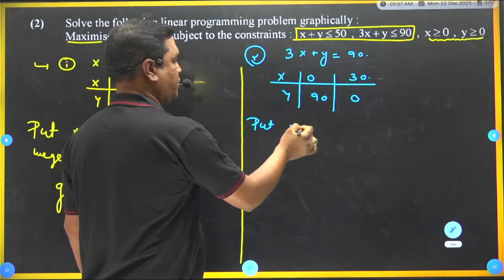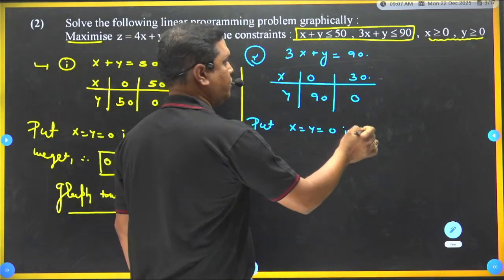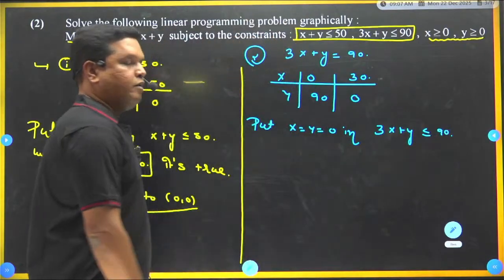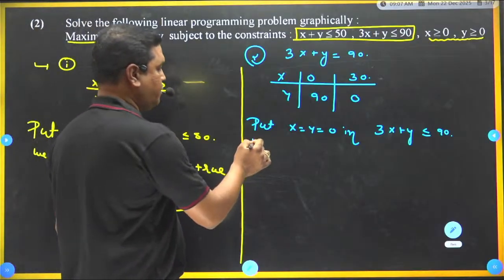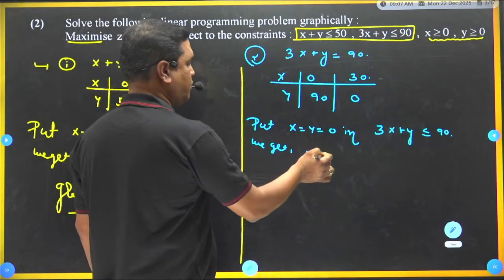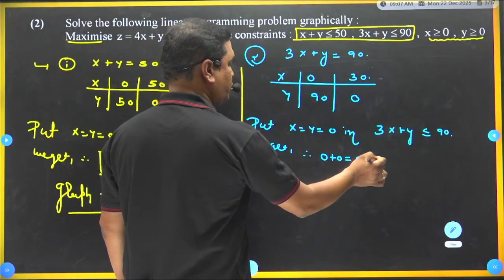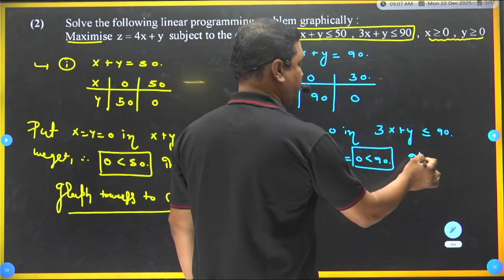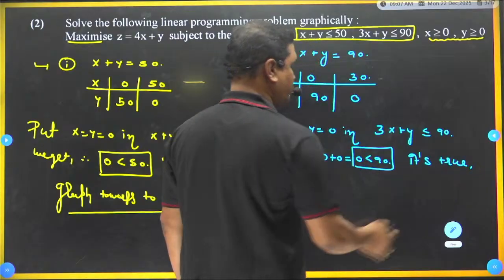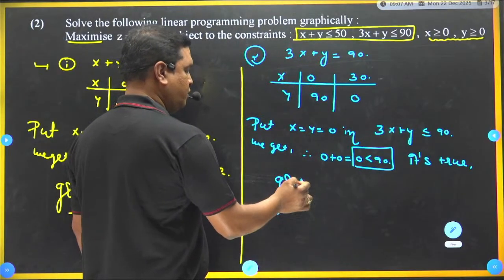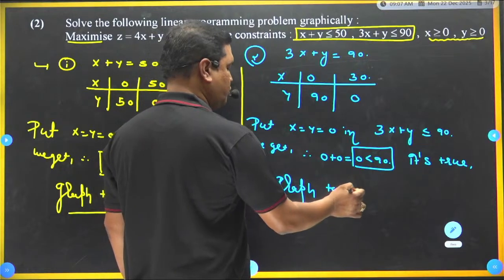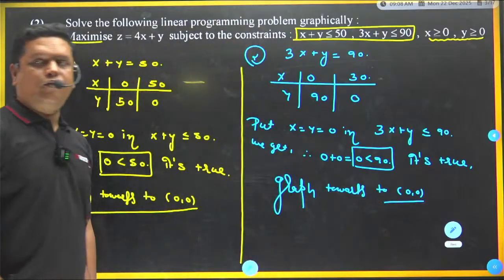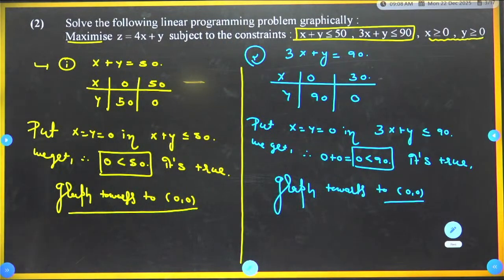So now put x equal to y equal to 0 in 3x plus y less than or equal to 90. We get 0 plus 0 equal to 0, 0 less than 90. It's true. Graph towards the origin.